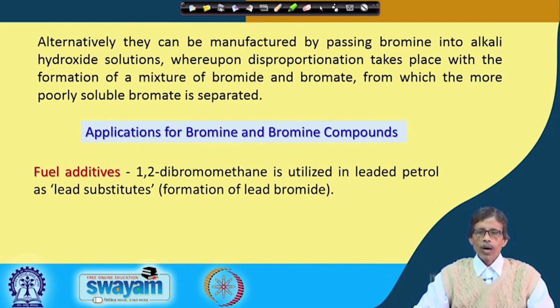That particular one is utilized in leaded petrol as a lead substitute. So, it is a particular fuel additive by which the lead can be removed through the formation of lead bromide. Lead was present as tetraethyl lead, so tetraethyl lead can react with the dibromomethane to produce lead bromide itself and the corresponding methane, which can be burnt inside the fuel.